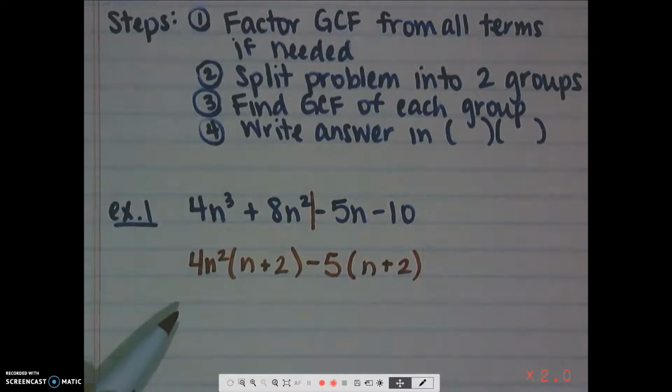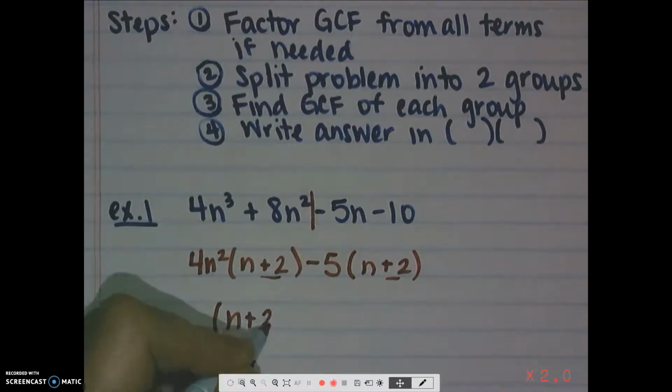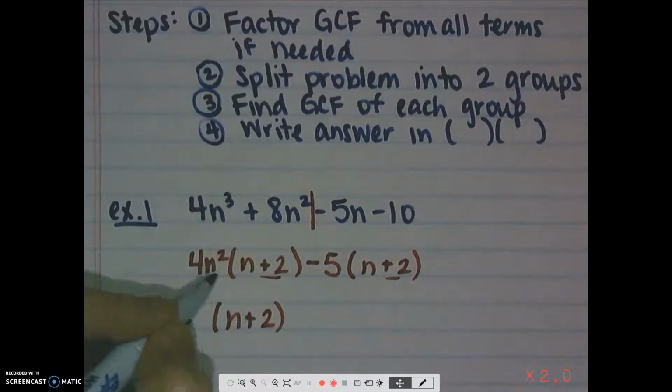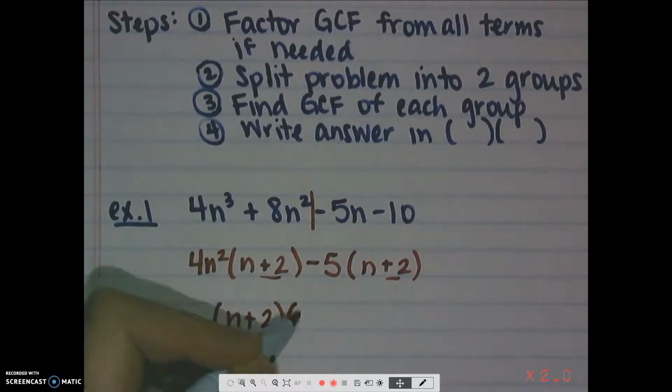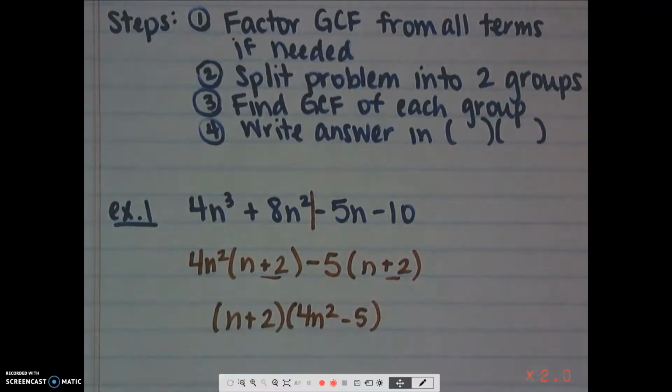So the way we know that we've done things correctly so far is this parenthesis should be the exact same. And since it is, we're going to write that once. And then this other stuff, the GCF pieces, are going to go in the other set of parentheses together. Okay, so this is our answer.